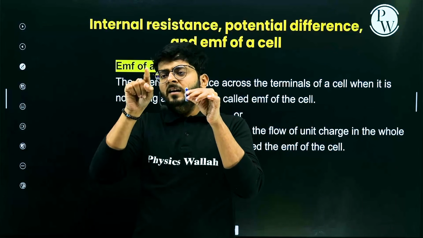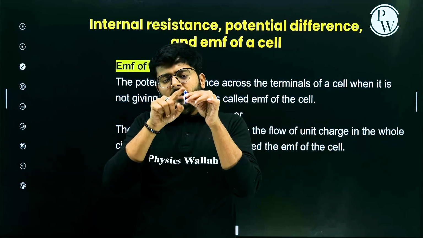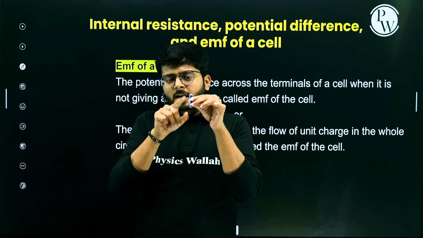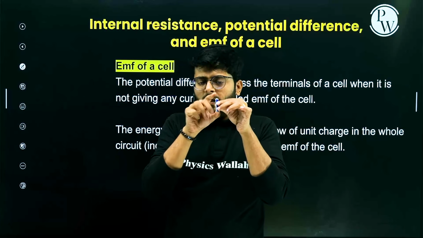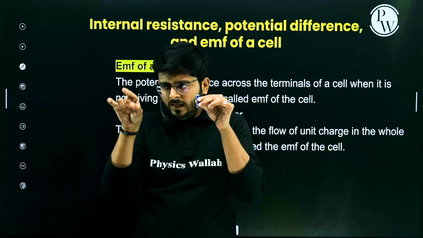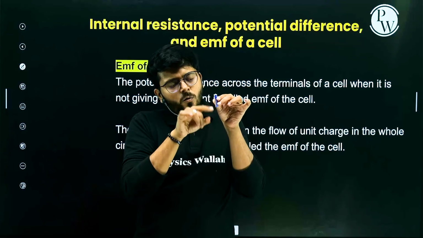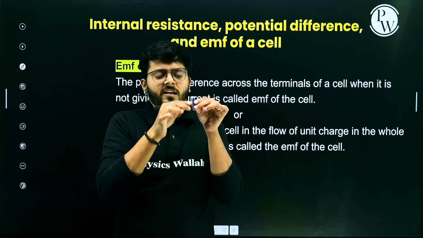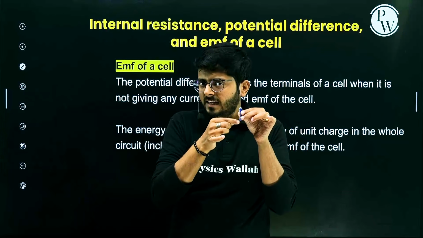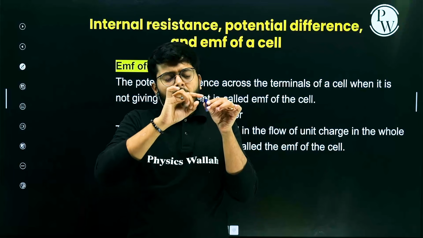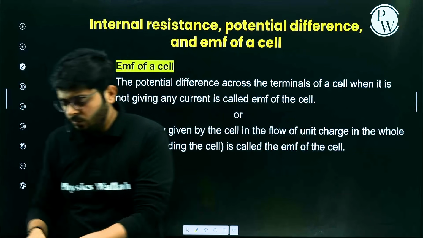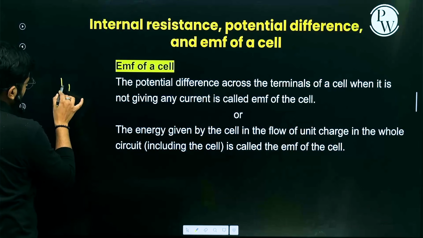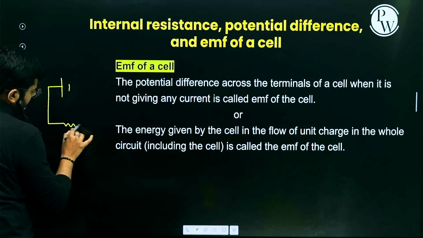But as soon as the current starts flowing, what will happen? The current will flow through a loop. While the charge is going through this path, the currents flow this way and then follow through this path. So the flowing charges will experience resistance through the material of the battery itself. Apart from the external resistor, this is the battery, and this is the external resistance.